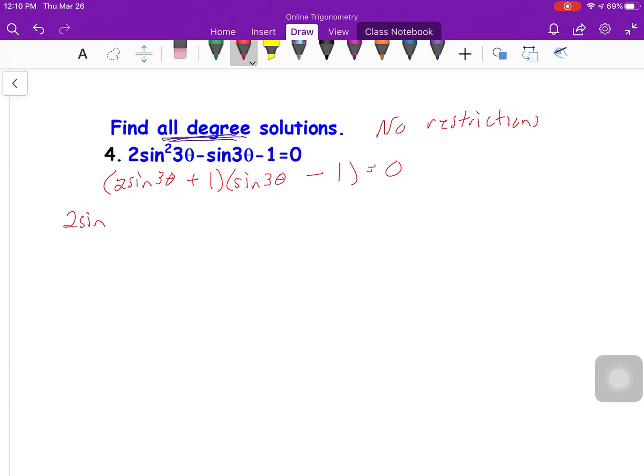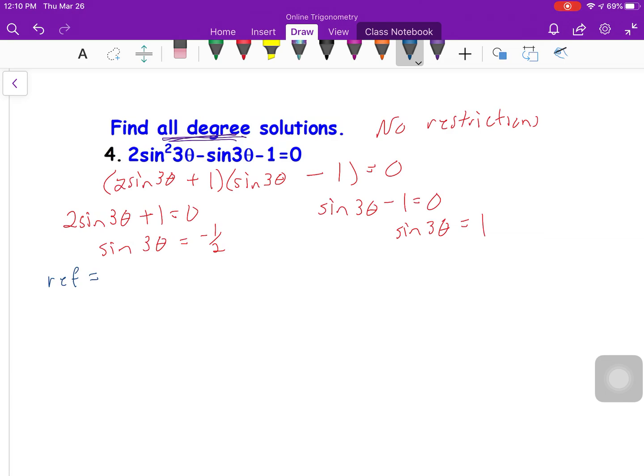And as we've done before, we'll set each of those factors equal to 0. To isolate the trig function in the first one, the left one, we'll subtract 1 and divide by 2. We get sine of 3 theta equals negative 1/2. For the right one, we just have to add 1. Sine of 3 theta is equal to 1. Now this first one actually ends up being a reference angle, and we're in degrees. The reference angle in degrees where the sine is equal to 1/2 is 30 degrees.